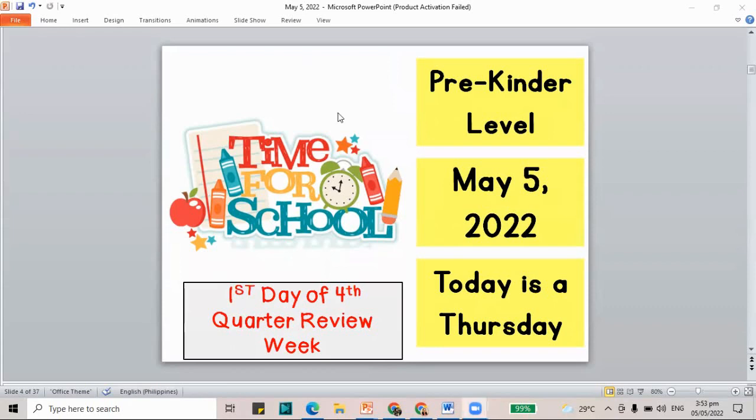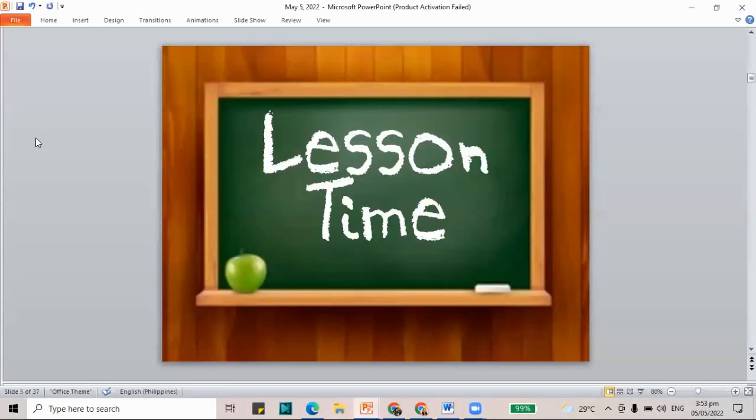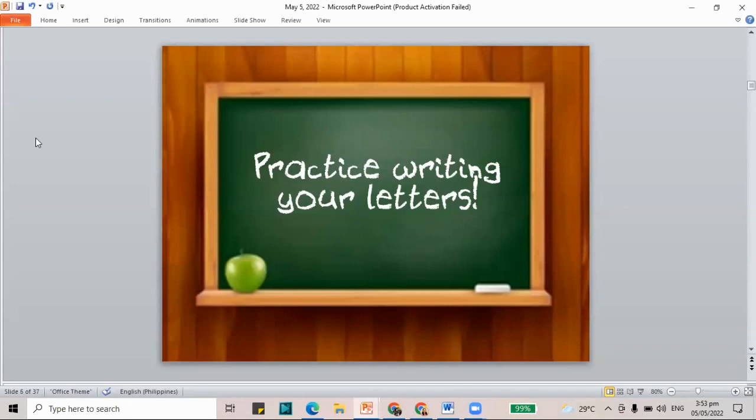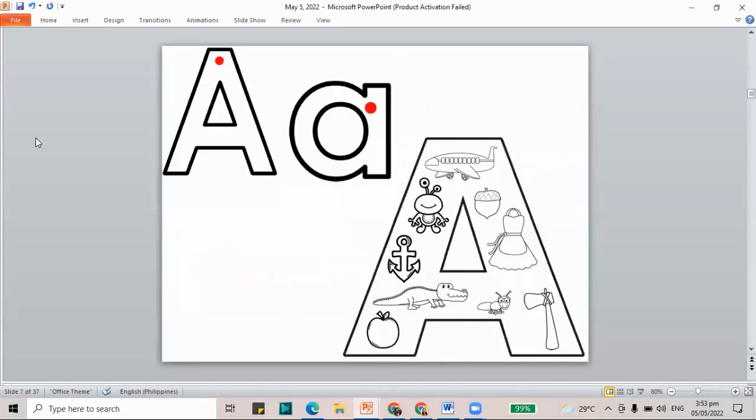How about let's move on to our lesson today. We have to practice writing our letters also. So if you have your whiteboard and your whiteboard markers, let us write our letters. Let's go to letter A. The first letter in the alphabet is letter A.